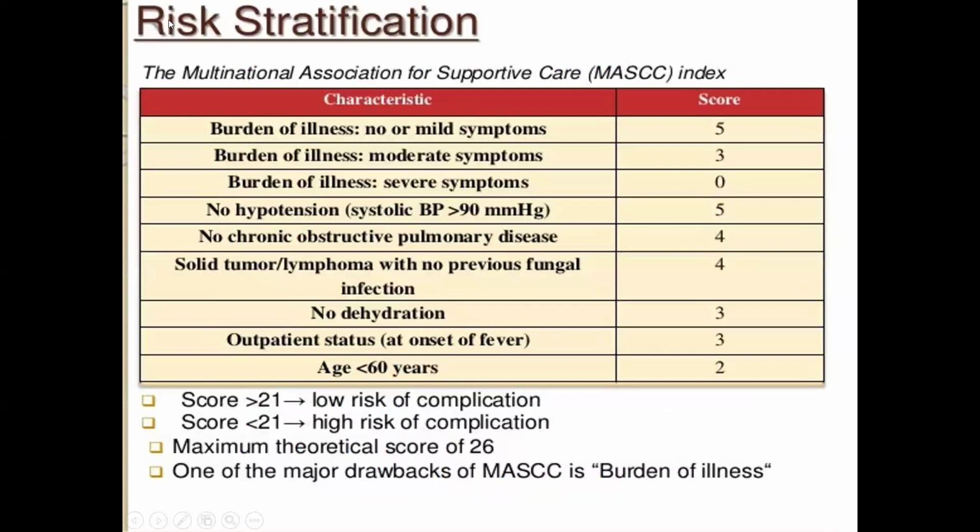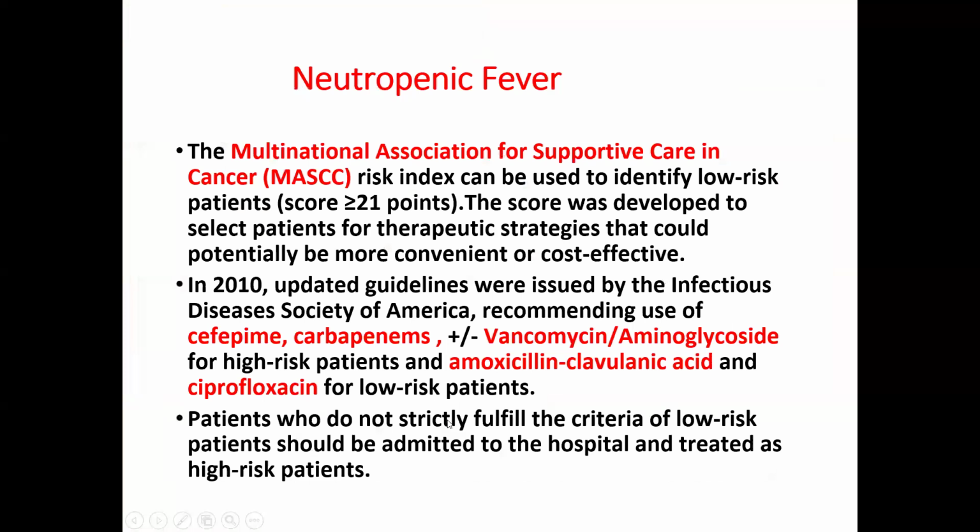There are risk stratification tools, and the MASCC index is one of them. As you can see, the burden of illness, the hypotension, dehydration. A score above 21 is a low risk of complication, and usually these patients are dealt with in the outpatient setting. A score less than 21 is a high risk of complication, and these patients need to be admitted to the hospital.